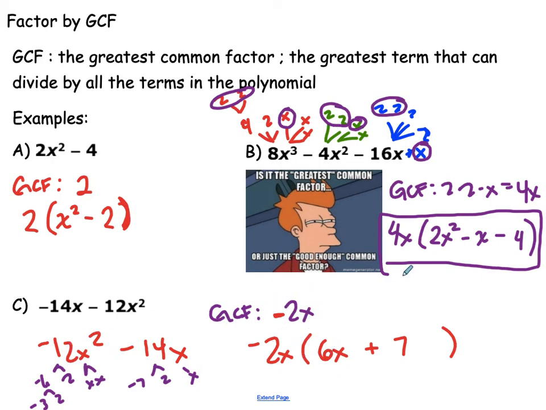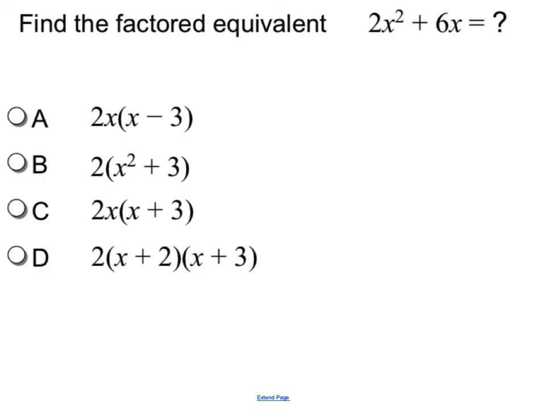So in order for you to not have a negative leading coefficient, you have to factor out a negative GCF. All right. Okay, let's try this problem on your own, and let's pause it so that you can answer.